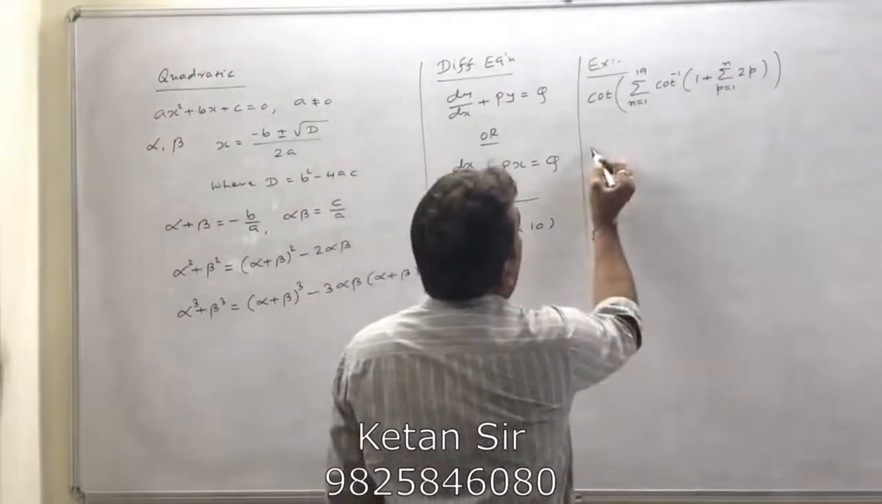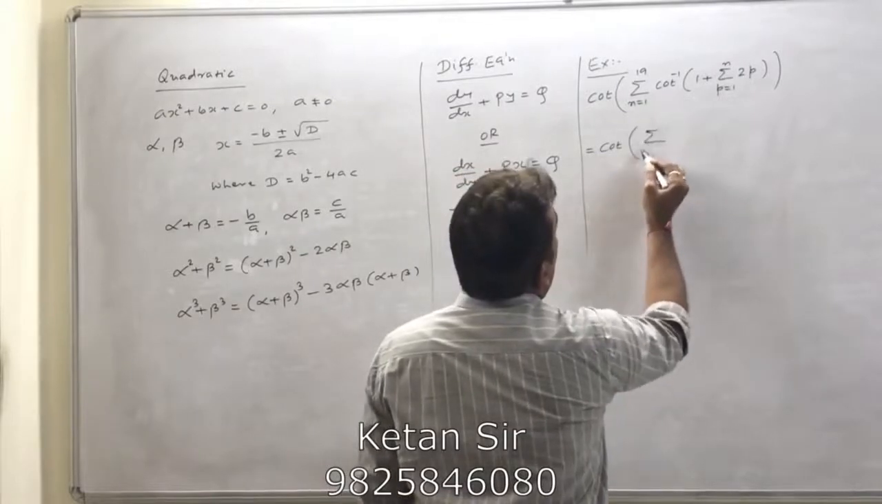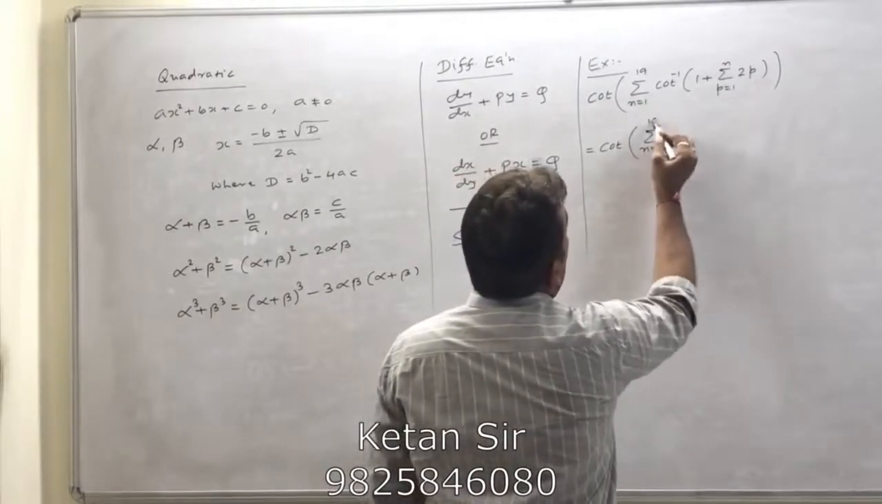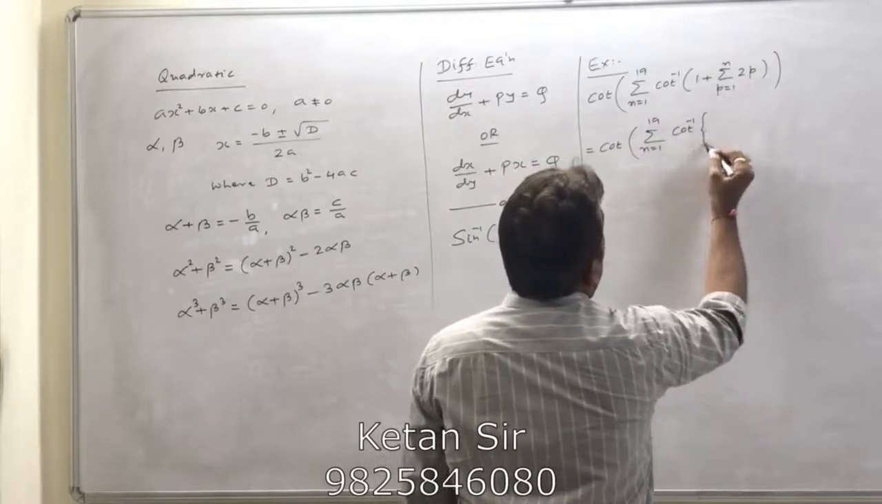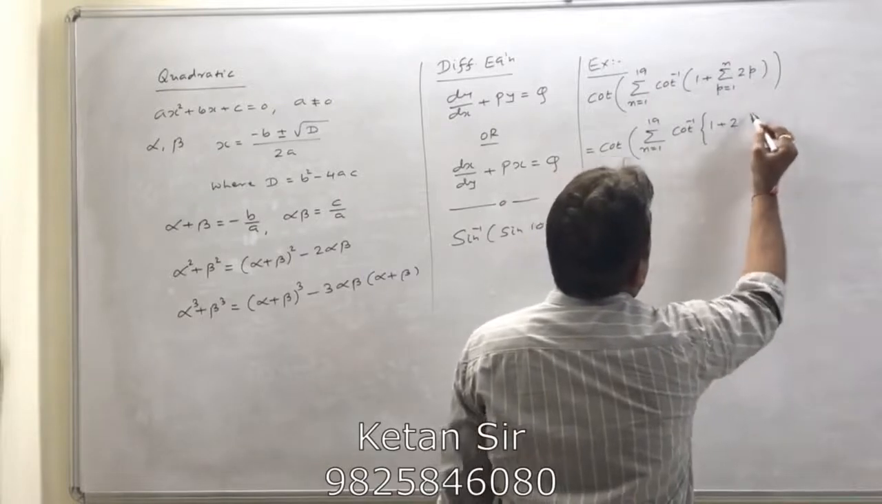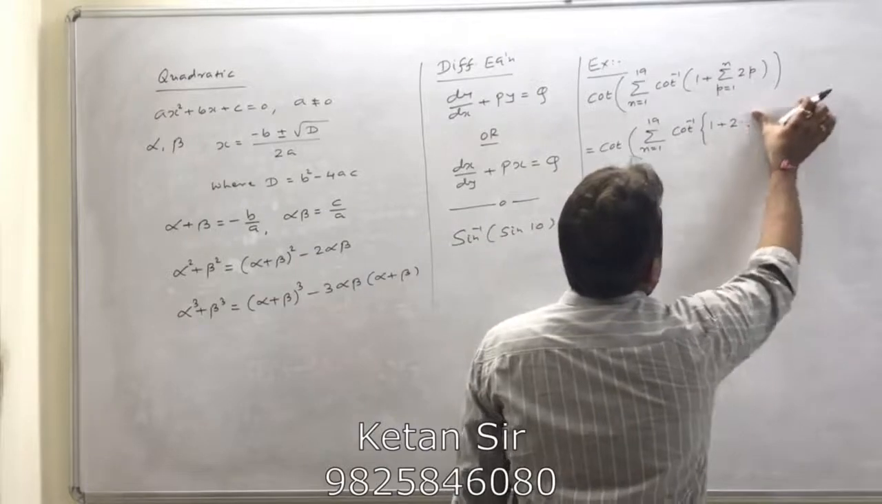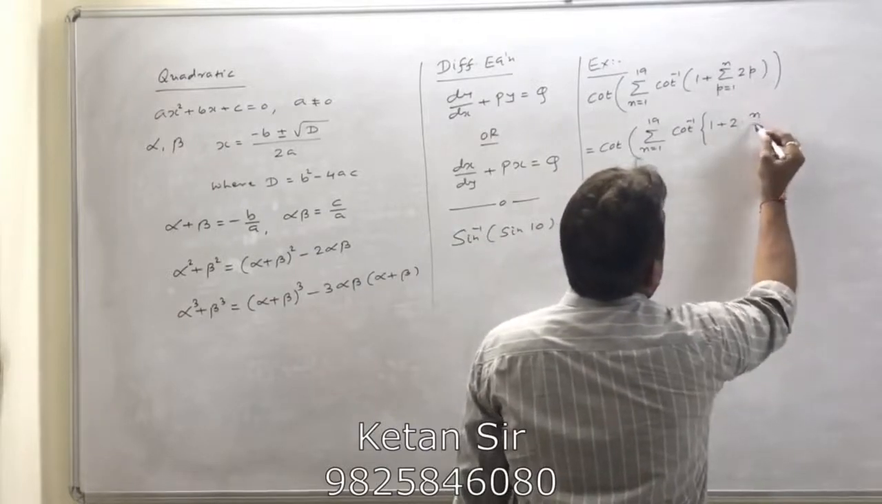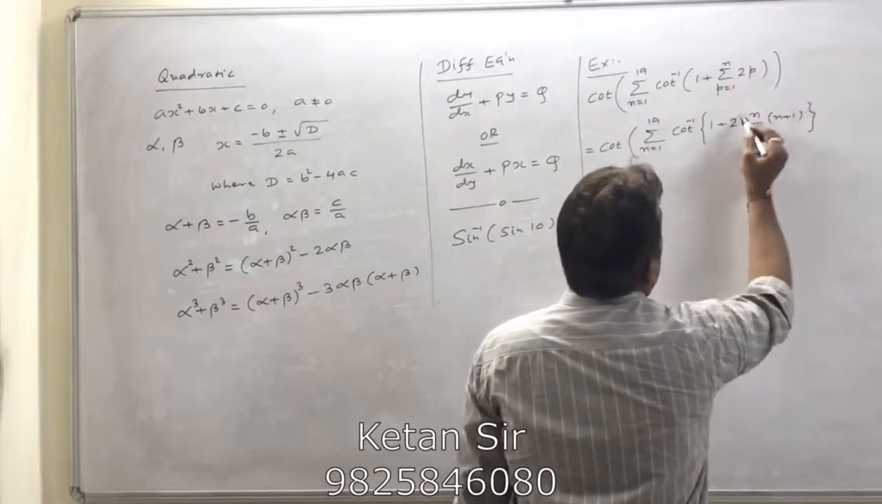Here we start in this way. This is cot sigma n equal to 1 to 19 cot inverse. This is 1 plus 2 sigma p, એટલે n equal to p equal to 1 to n, એટલે n by 2 n plus 1.